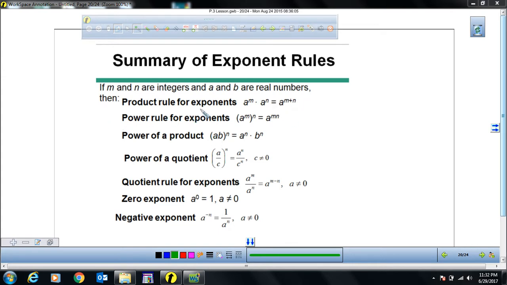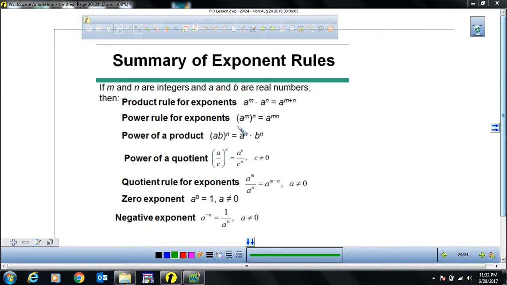The second one is called the quotient rule. The quotient rule states that if you have a base raised to a power and you divide it by the same base raised to another power, then you subtract the powers. The third rule is called the power rule of exponents, which tells us that anytime I have a base raised to a power and that is being raised to another power, then you multiply the powers.